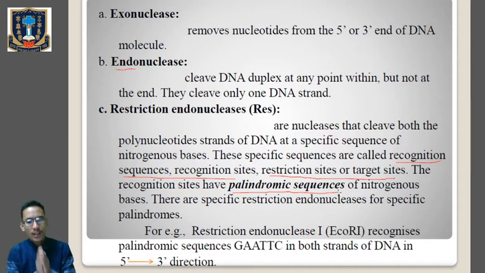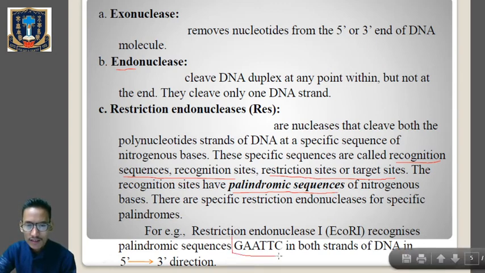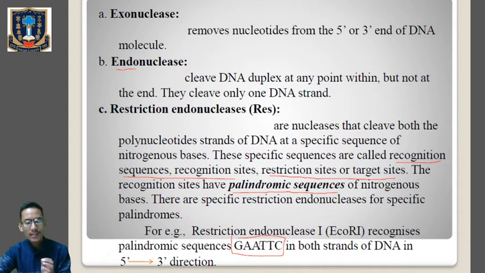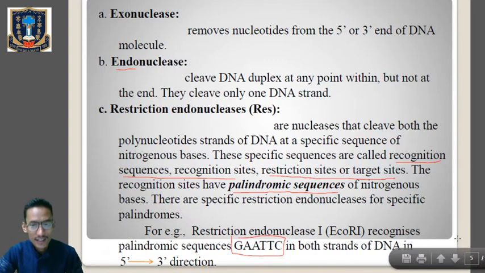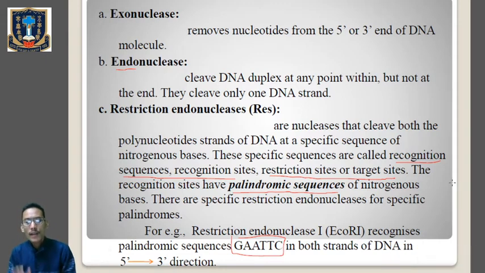For example, restriction endonuclease 1, EcoR1. That's just an example of a restriction enzyme, EcoR1. So this EcoR1, the restriction endonuclease enzyme, will recognize the palindromic sequence GAATTC. Now what does this GAATTC mean? G means guanine, A means adenine, T means thymine, and C means cytosine. So this EcoR1 will recognize the palindromic sequence having the nitrogenous bases GAATTC in both the strands of DNA, that is from the 5' to 3'.